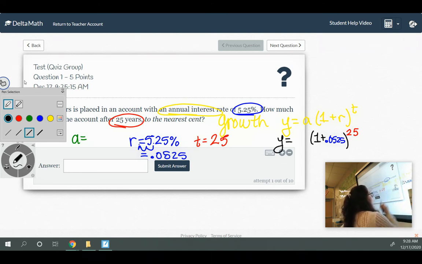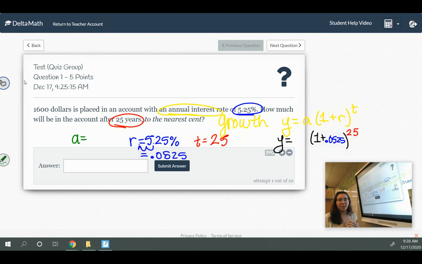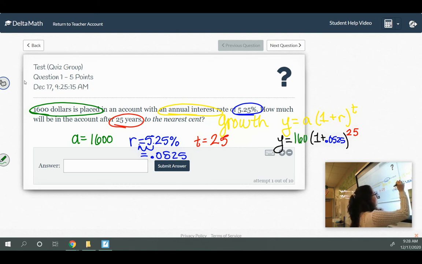And so the last thing that we'll need to fill in here is our a. What is our a? Well, a, remember, is our initial value. It's our initial value on these. So when we take a look here, our initial amount that we placed into our account was 1,600. So over here, we'll put 1,600 in our equation. So we have all of those pieces there together.